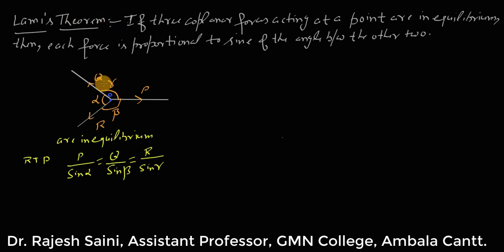gamma. In language you will write that P, Q and R are three coplanar concurrent forces at point O, making angles alpha, beta and gamma between R and Q, R and P, and Q and P respectively. You will write in language that these forces are given in equilibrium. You have to make your own language. You don't have to copy from the book.